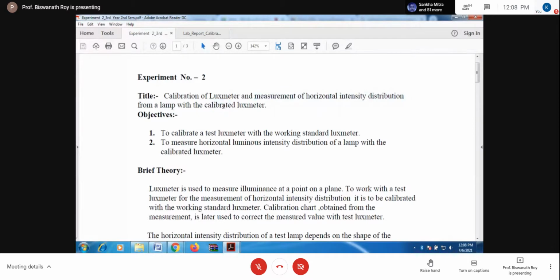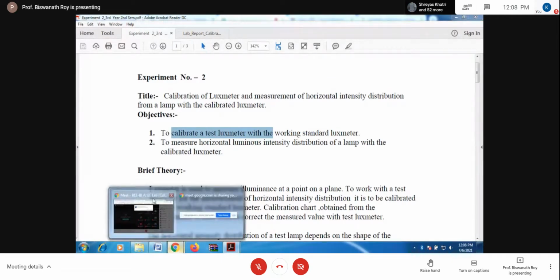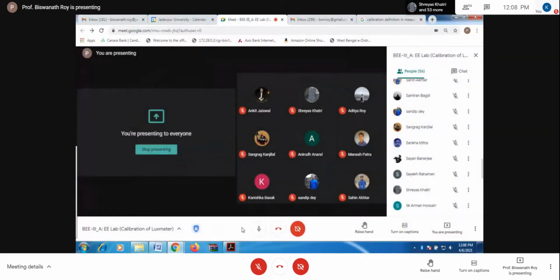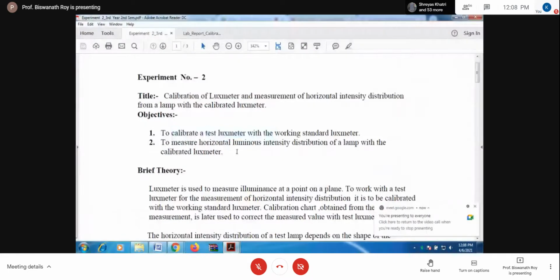That is important here. So the purpose of the instrument is to know what is the procedure of calibration of a lux meter, right? And the second one is how to measure, how to apply, how to use the calibrated lux meter to measure another parameter. These are the two objectives of this experimentation.